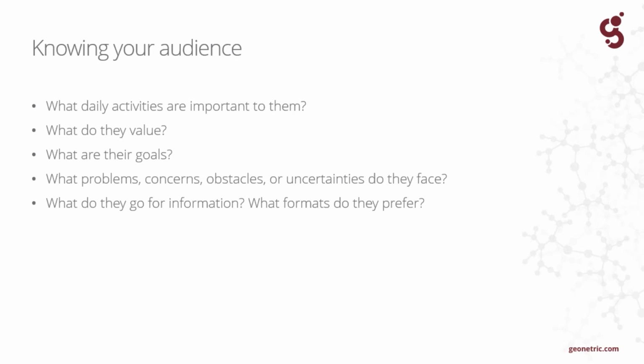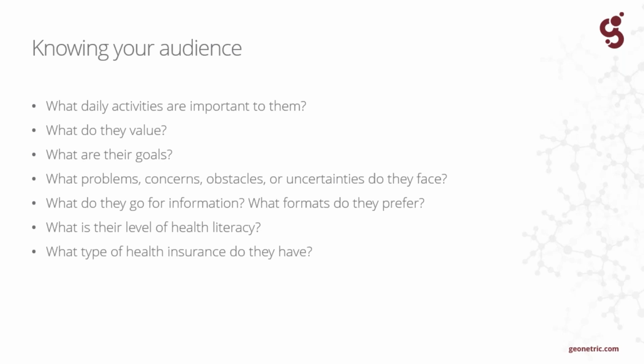And since we're talking about healthcare, we probably want to know some healthcare specific information about our audience too. So for example, what is their level of health literacy? And that means not just how well are they able to read the information on our site, but how likely are they to understand it and be able to apply it moving forward? Or what type of health insurance do they have? We know that someone's health insurance plan can really affect the decisions that they're going to make about where and when they pursue care.